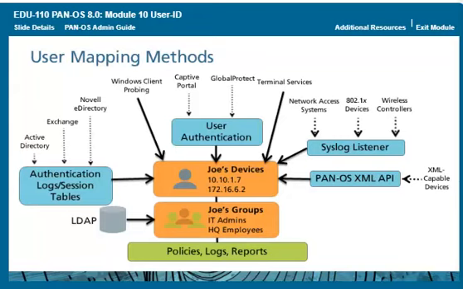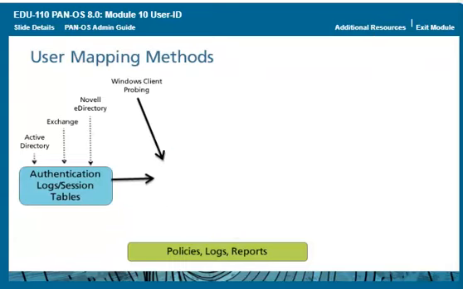or Citrix XenApp. User ID listens for syslog login and logout messages from Network Access Control, or NAC, systems, 802.1x devices, and wireless controllers. When other methods cannot be used, User ID can consume PAN-OS XML API user login and logout messages sent from terminal servers, NAC systems, and other network devices that can format and send XML over HTTP.